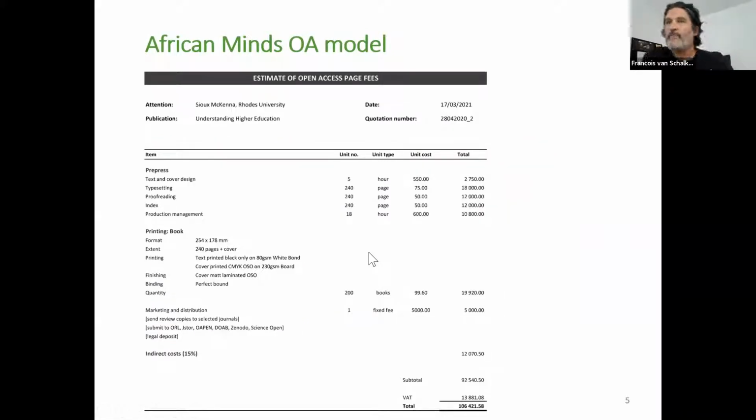So in the interest of transparency, this is what it costs to publish with African Minds. This is an example. We don't have a standard list of fees. We don't have a rate per page or a rate per book. Instead, we treat each book on its own terms, as it were, because we know books differ widely. Something that's text only with no images, no graphs, no tables is much easier to work on than something that's very intensive in that regard.